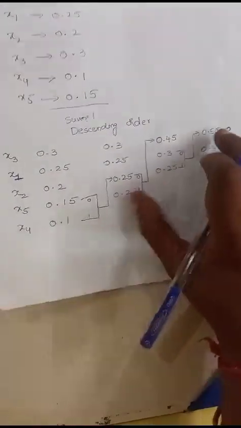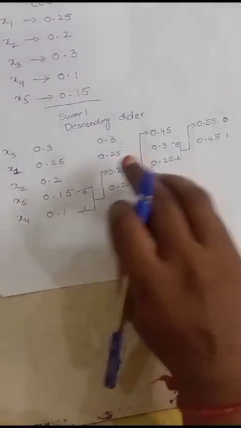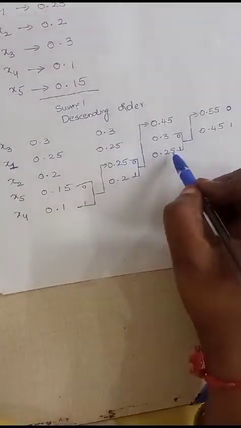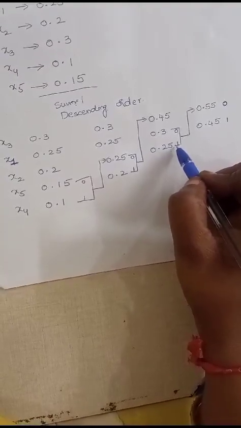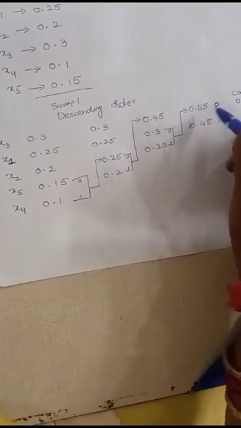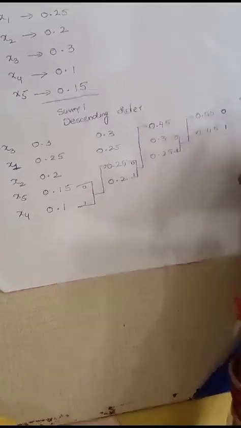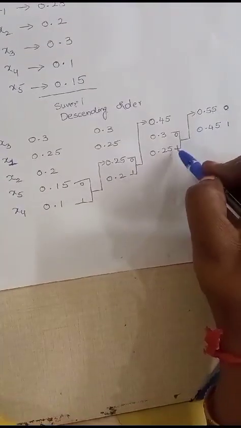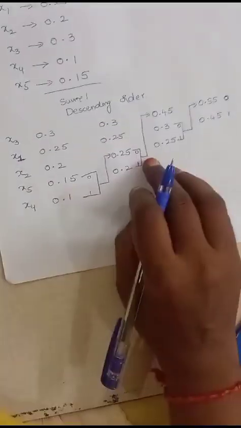Next, if you take x1, that is 0.25, it remains 0.25 here, but it has contributed to this 0.55, where the code for 0.55 is 0, and then the next code given to this 0.25 is 1. So the code is 01 for x1.